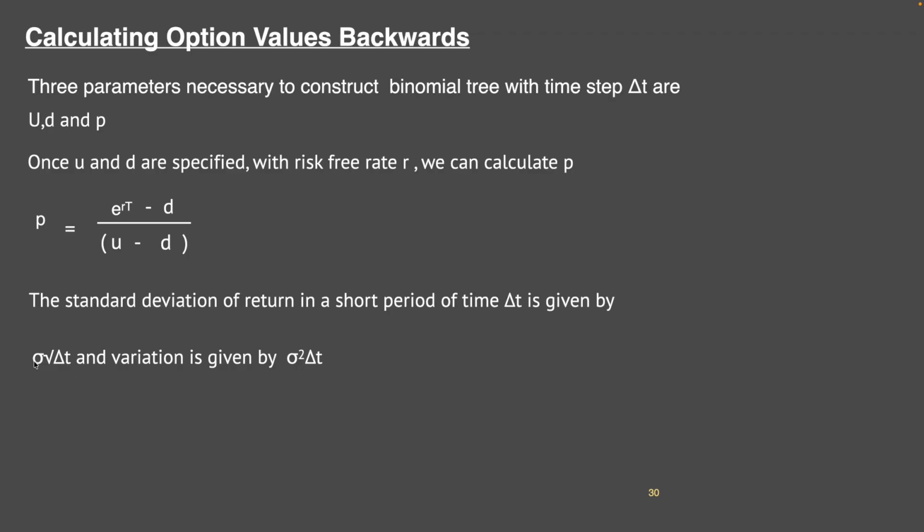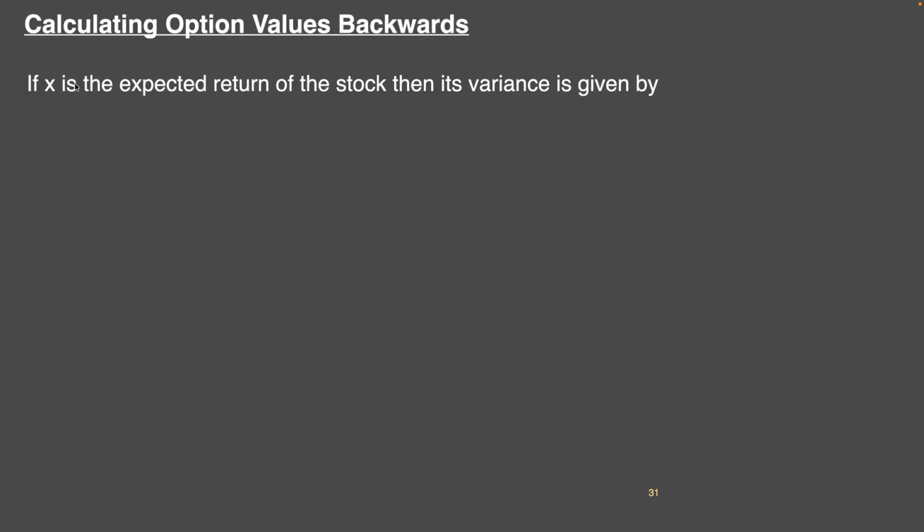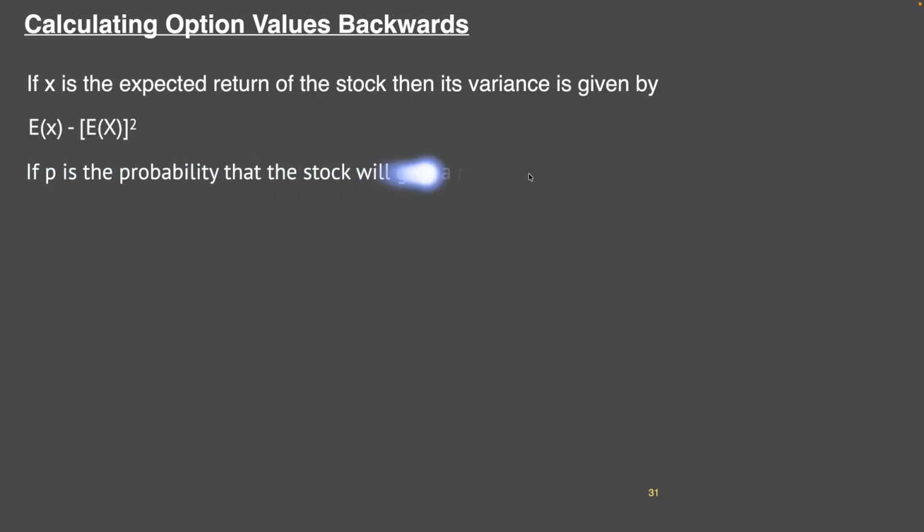We will not go into the details of how we derive it, because it is beyond the scope of this presentation. Now if x is the expected return of the stock, expected return is based on probability, it is not confirmed. So if we take x as the expected return of the stock, the variance of the stock is given by E(x square) minus (E(x)) whole square.